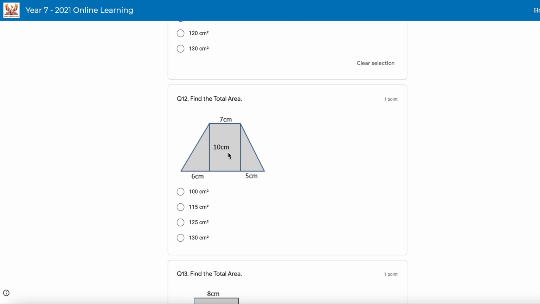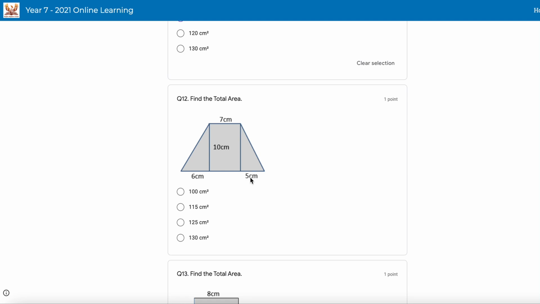And then we can find the area of each triangle. This one over here is going to be half the base times the height. So half times 6 times 10. You can see that the height here is 10. Has to be the perpendicular height from the base to the highest point on the triangle. So half of 6 times 10, that's 30 centimetres squared. And then we've got this shape over here as well, another triangle, so half the base times the height again, but this time our base is 5.